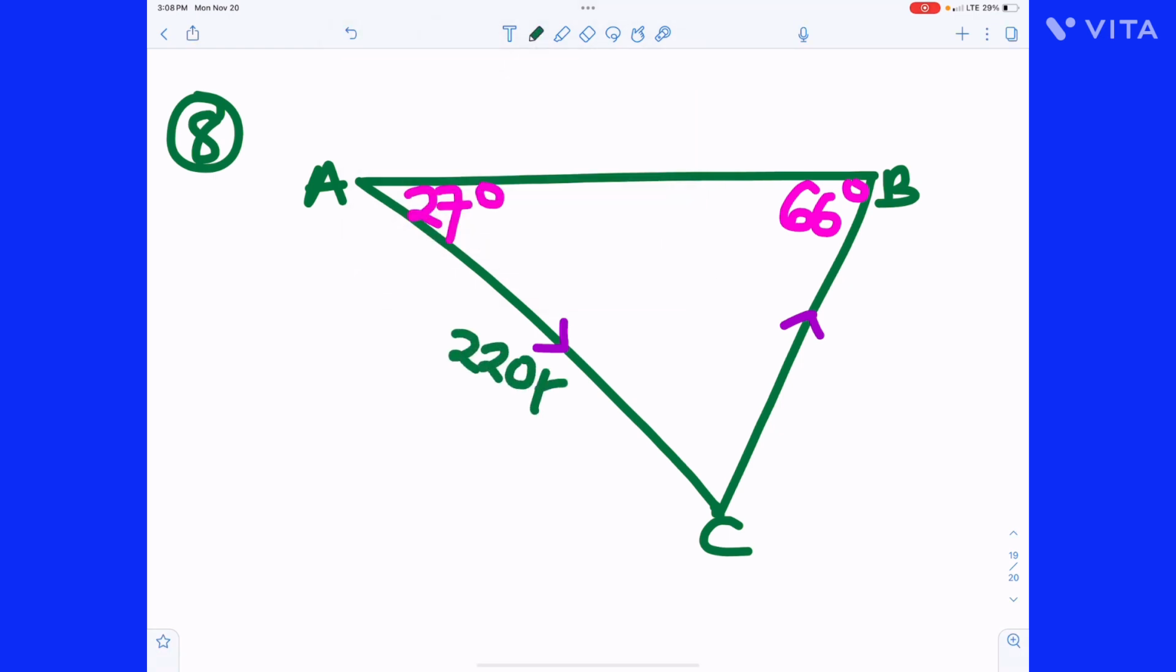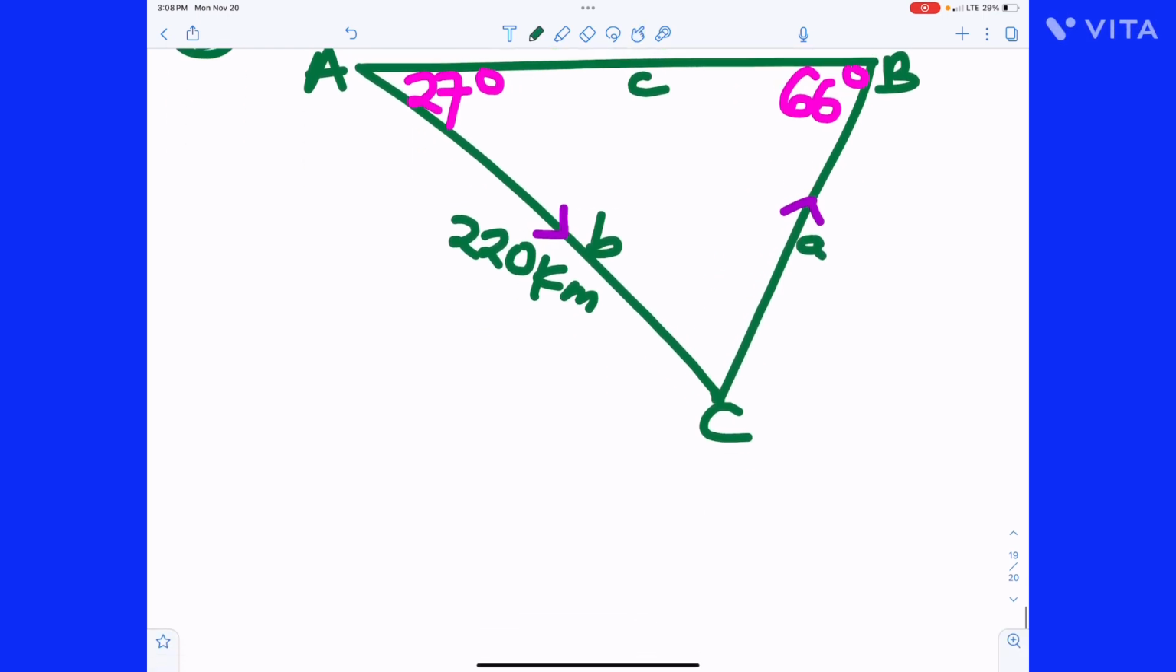220 kilometers. We should calculate AB. Let's call this small letter C, this small letter B and this small letter A. We know how we do it. We want AB, which is represented by side C. The length of AB is represented by side C.